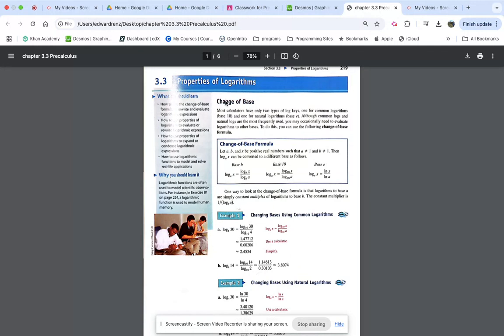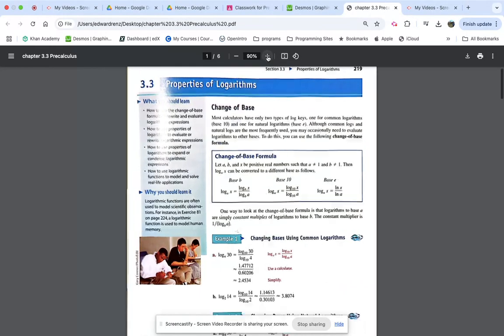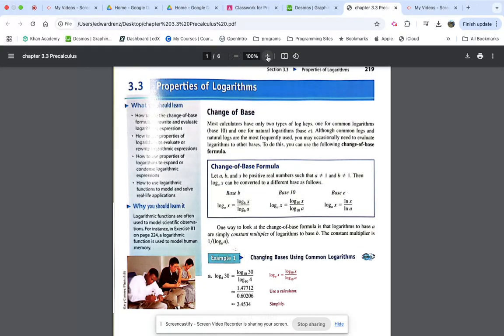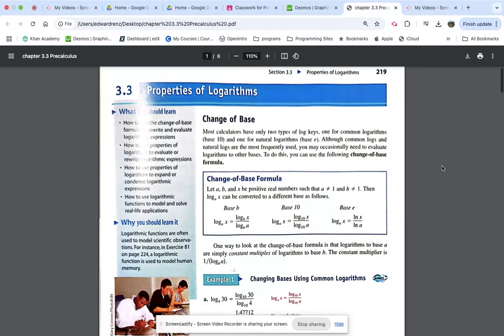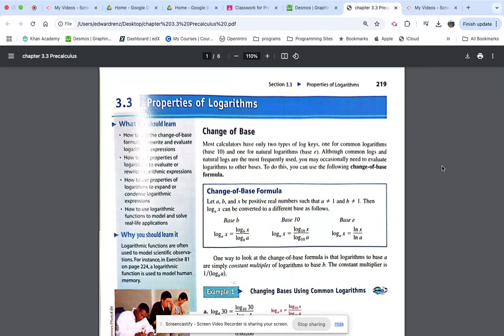The first thing they talk about in chapter 3.3 is what's called the change of base formula. It says here most calculators have only two types of log keys, one for common log, which is base 10, and one for natural log. That's not true anymore. This text is old at this point.